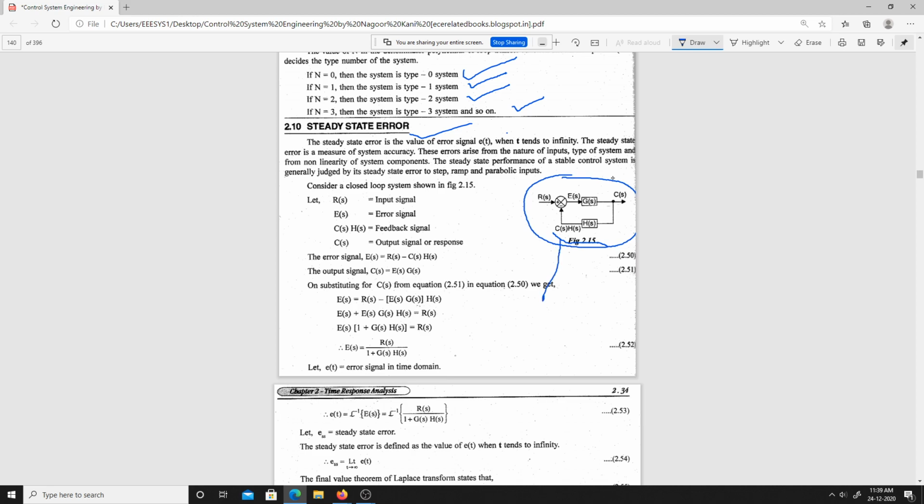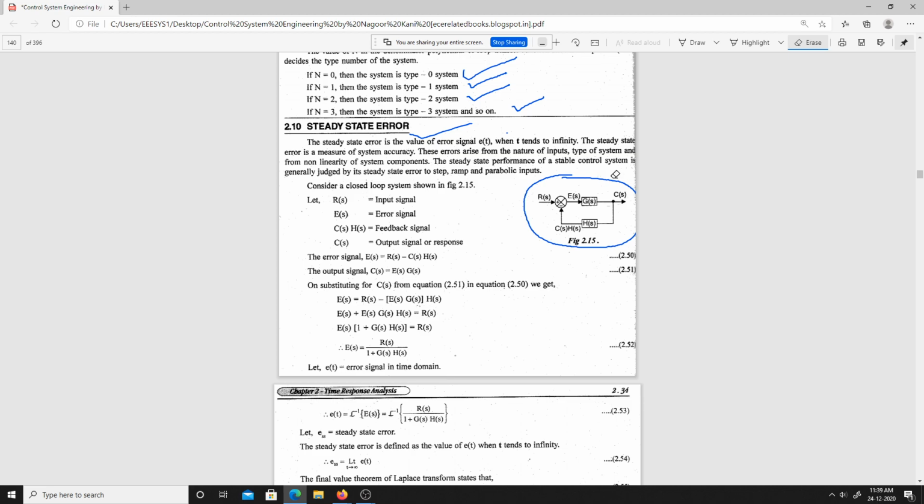So now, one second, one second. Yeah, this is the closed loop system I have taken.